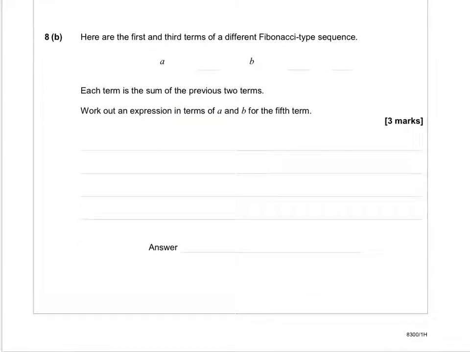8b is a question again using Fibonacci sequences. This time it's using A and B instead of numbers. We can look at it the same sort of way. So really here what we're looking at is A plus something equals B. So that means that A's disappeared. So to get A to disappear, we need a minus A, and to get B we need a B. So the second term is B minus A.